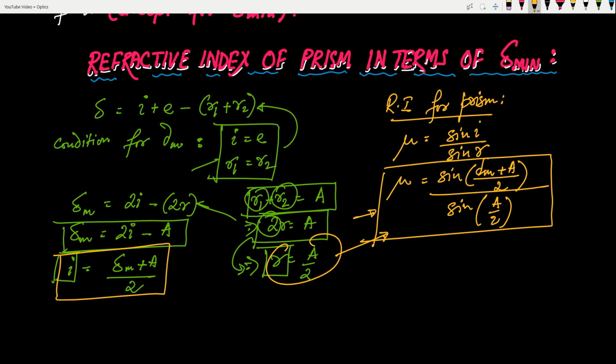So I won't be giving any kind of numerical problem, because if questions are asked from this part, then it is basically a formula based question. So they will give you the value of delta m or A or sometimes mu, and they will tell you to find out one of the unknown parameters of this formula. So it's simple. If you know the formula, then you can solve questions from this part. So easy as that. So this is all about the refractive index of the prism in terms of delta minimum.